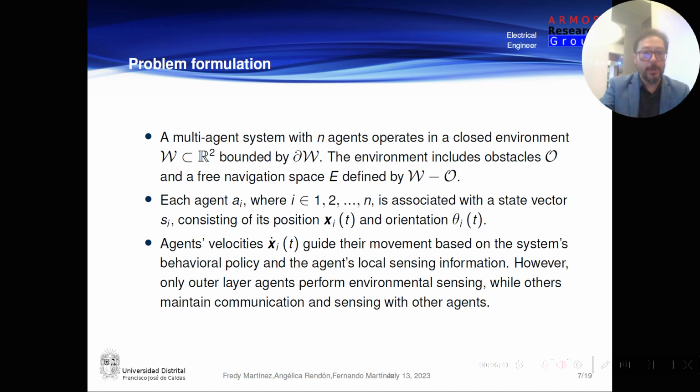This environment is bounded, has its limits, and we define these limits as part of the obstacles. Actually, there is a set of obstacles. I define these obstacles as O. And if we remove these obstacles from the environment, we have the free space that is the space for the robots.